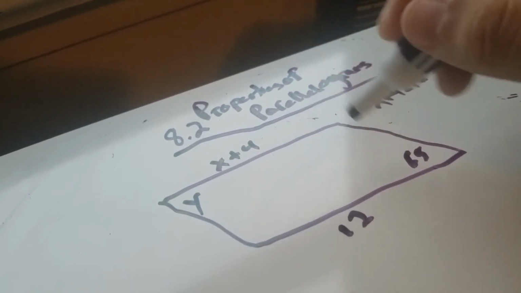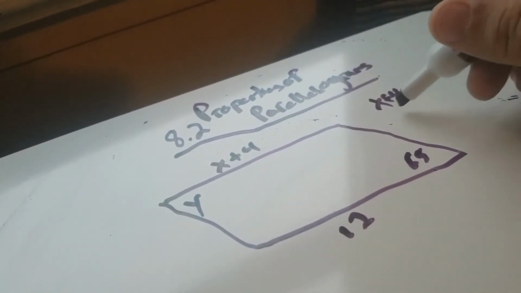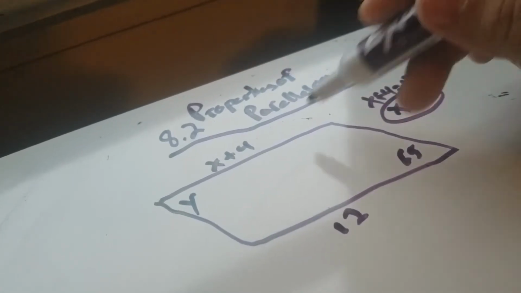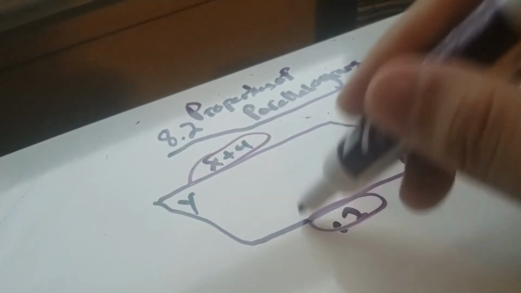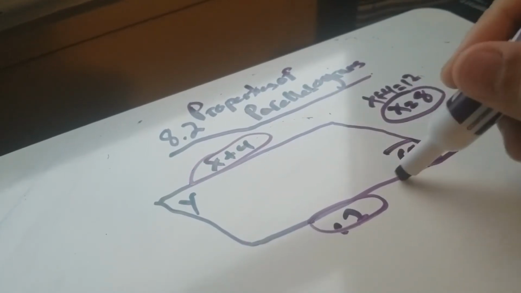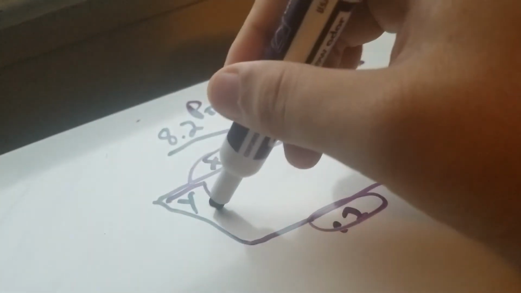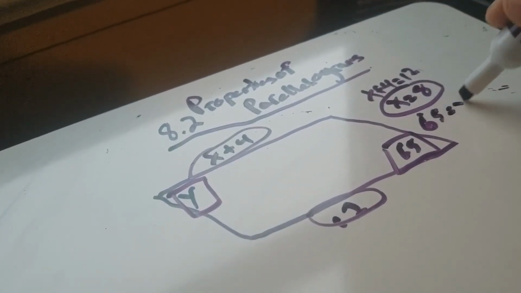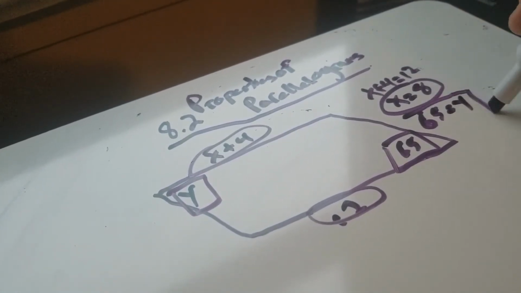So since we know it's a parallelogram, we can say the opposite sides are equal. So x minus 4 on both sides equals 8. So I just set up the two sides to be equal to each other. And the two angles that are across from each other are also equal. So 65 equals y. There's no algebra needed. So y equals 65.